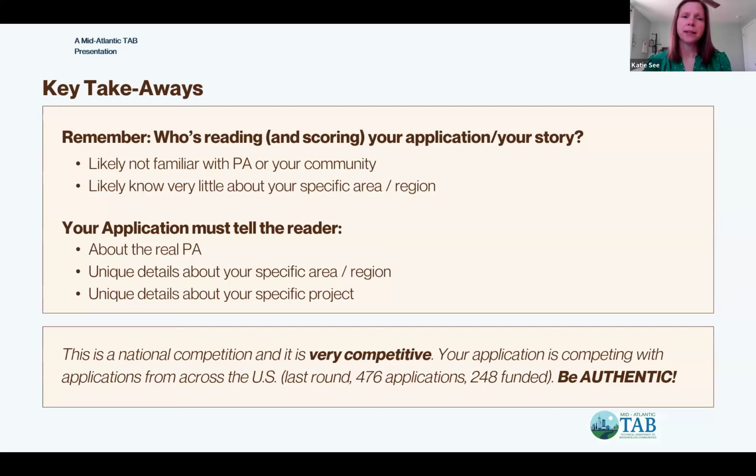So the key takeaways, again, is to think about who is reading and ultimately scoring your application and therefore reviewing your story. Chances are they are most likely not familiar with Pennsylvania very well or your particular community, because these are going to be reviewed by EPA folks across the country.